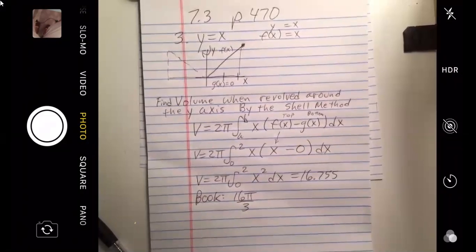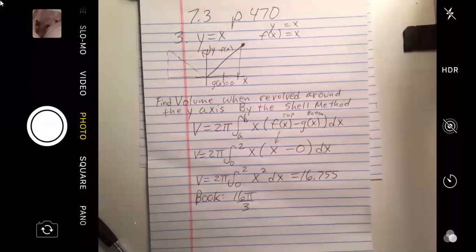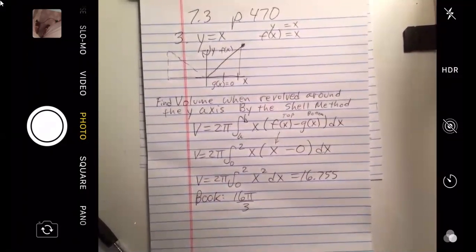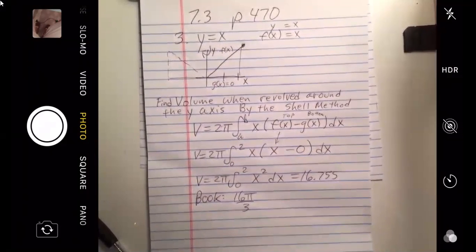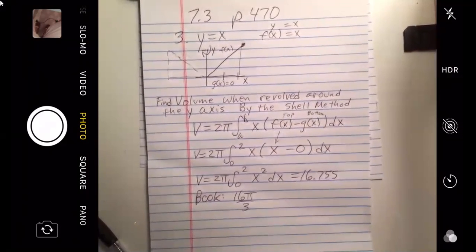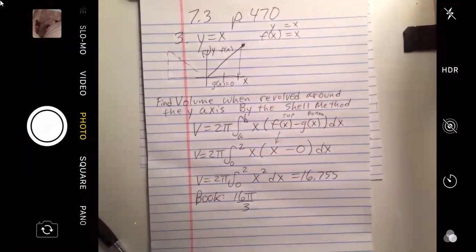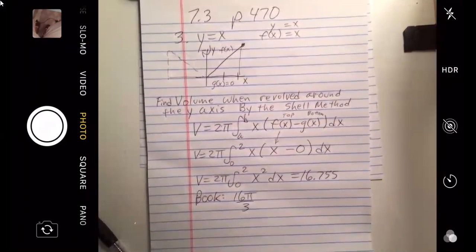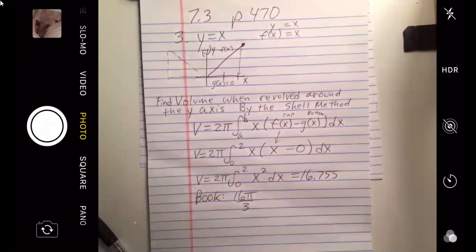Anybody spot anything on the page you want to see? Since 13 is exactly the same region, let me go ahead and show you both methods, see the different integrals you get, and you can punch them both and see that you get the same thing. You want to see 13? Sure. 13 is exactly the same region, but they're going around the x-axis.